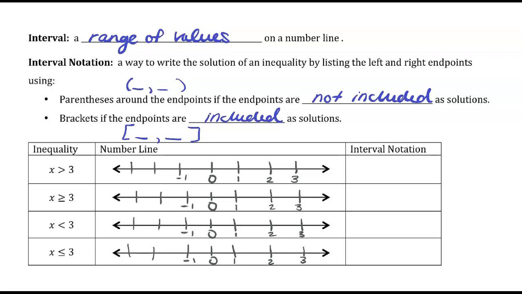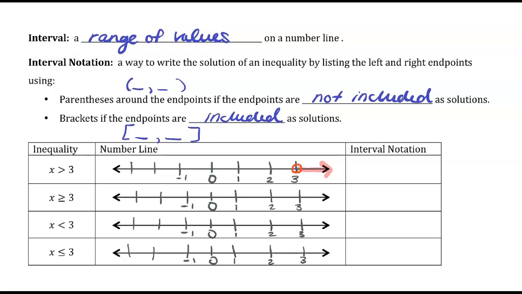For our first inequality, we have x is greater than 3. That means that we want all values of x that are larger than 3, so to the right of 3. Also notice that there's no equal sign in my inequality, so 3 is not part of the solution set. So I'll notate this endpoint with an open circle.